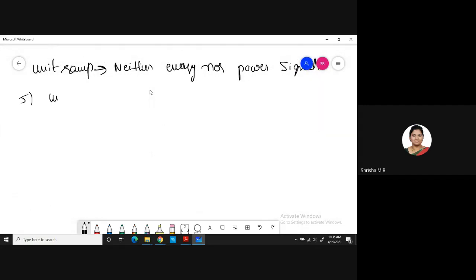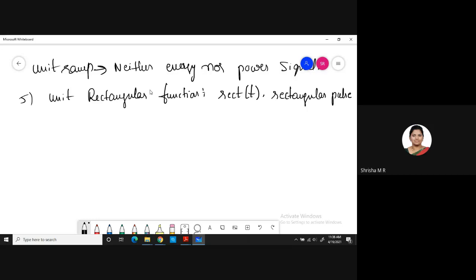So coming to the unit rectangular function, or just the rectangular function, you represent it as rect of t. It is also called a rectangular pulse, or you also call it a gate function, or rectangular signal. So the definition of rect of t is as follows.